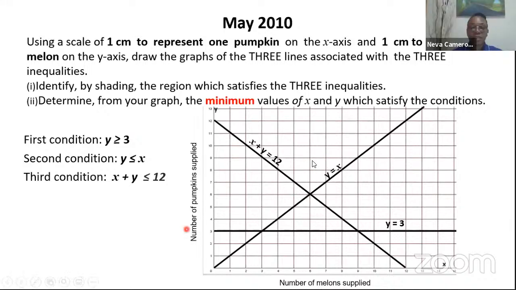So what we're asking is for the region that satisfies our inequality. Right. So for the region that satisfies y greater than or equal to 3, is it going to be above this line? If it's going to be greater than 3, is it going to be above the line or below the line? Greater than.